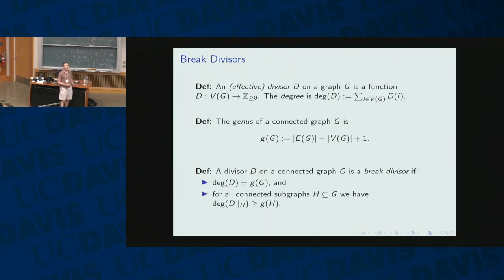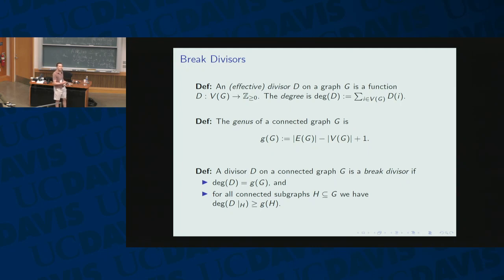So what am I going to do with these graphs? I'm going to consider divisors on them. So a divisor, D, on a graph G, and here I really only mean an effective divisor, is just a function which sends any vertex of G to a non-negative integer. Right? These are also sometimes called things like chip placements. The degree of a divisor D is the sum of its values, and I'm going to want to consider some special divisors called break divisors. So we've seen in a few talks already that the genus of a connected graph is the number of edges minus the number of vertices plus 1.